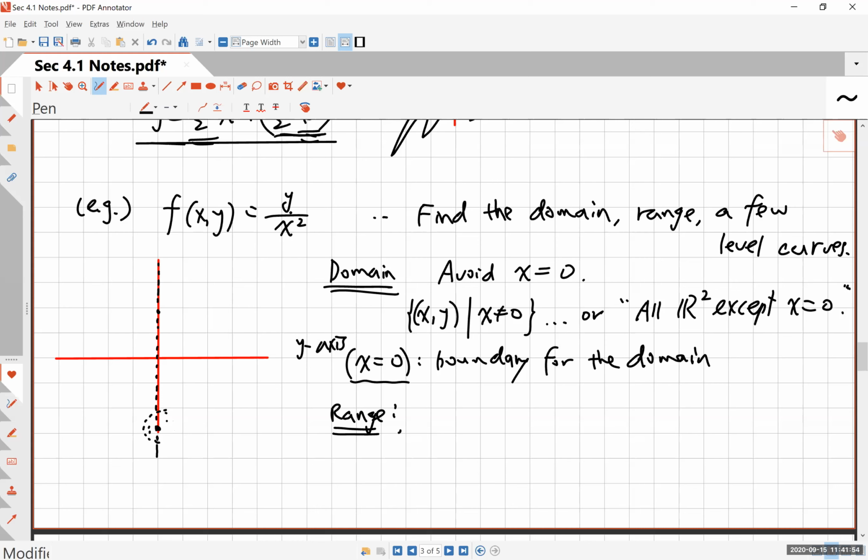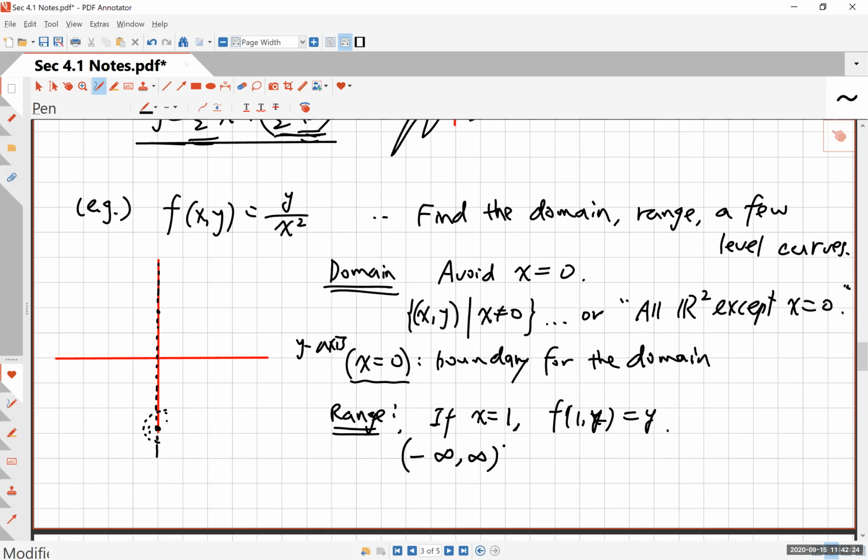Well, the range is, let's restrict x equals 1. Because 1 is okay to have, right? So if x is restricted to 1, f of (x, y) is simply y, right? And of course, y can be anything from negative to positive infinity. And so even when you restrict x to 1, you have the range from negative infinity to positive infinity.